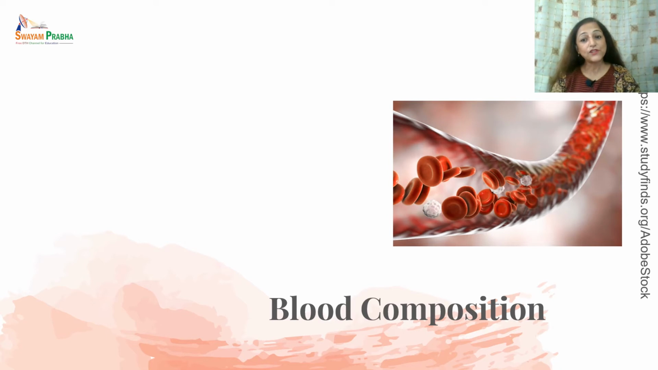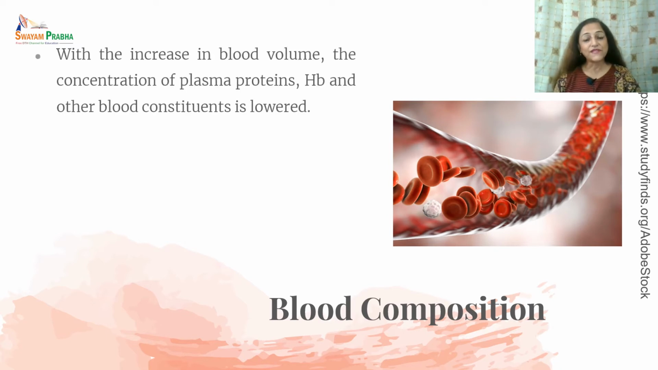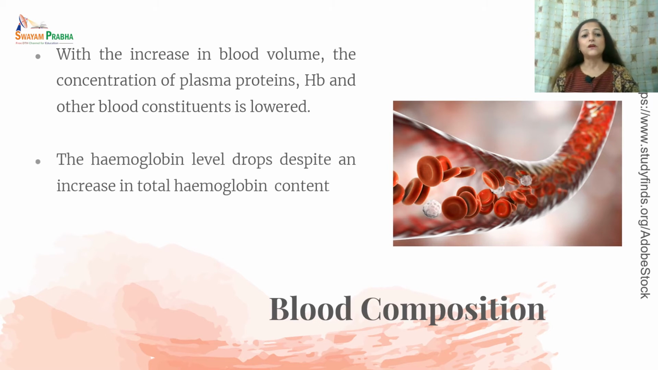And let us talk about the blood composition now. With the increase in the blood volume, which we have seen in the previous slide, the concentration of the plasma proteins, hemoglobin and other blood constituents is lowered. There will be dilution of the cells which are present inside the blood. The hemoglobin level of around 12 to 13 grams per 100 ml of blood of healthy non-pregnant women drops to around 11 grams per 100 ml of blood. So despite the increase in the total hemoglobin, as the overall volume has increased, this will result in dilution of the contents. This is known as hemodilution. So during pregnancy, a woman who has a hemoglobin level below 11 grams per 100 ml is considered anemic.